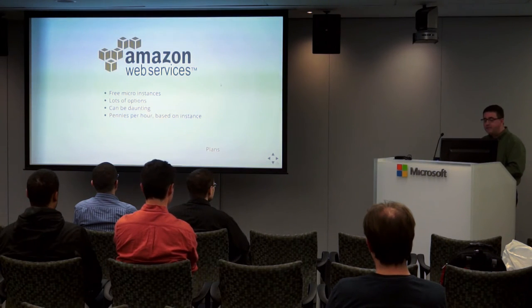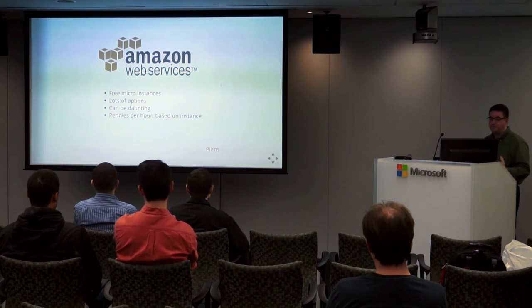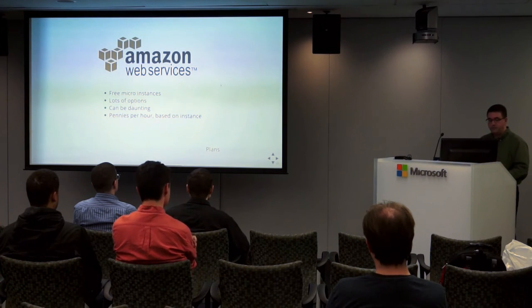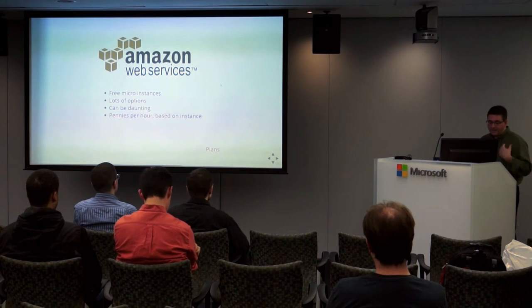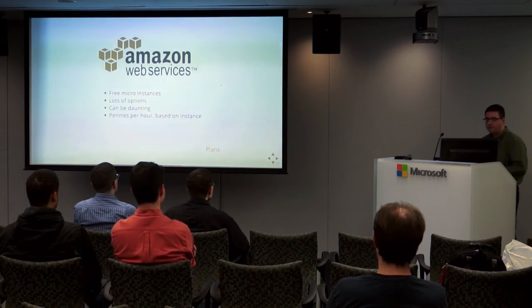Their pricing is based on pennies per hour, but the amount of pennies that they charge per hour is based on the size of the instance that you choose. So it can be really cheap, it can be really expensive. And if you've ever seen the web services panel, it is massive and daunting and huge because they offer a ton of different options, database and EC2 and just plain old storage. You have to kind of understand the Amazon lingo to figure out what they offer.